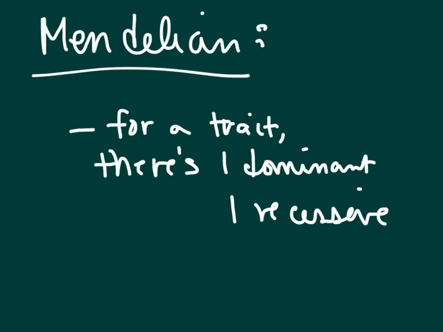So for example, in pea plants, we said height. The trait was height. The dominant allele was tall. The recessive allele was short. Those are your only two options. That's the only way it's ever going to happen. End of story.